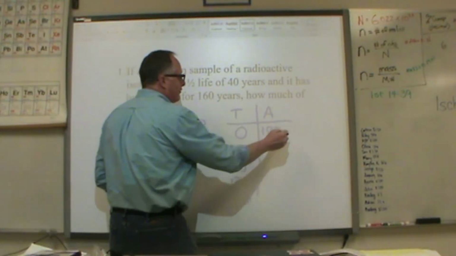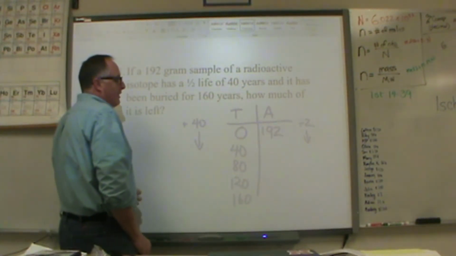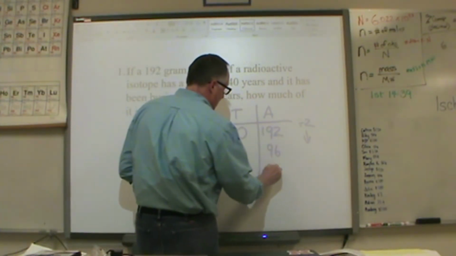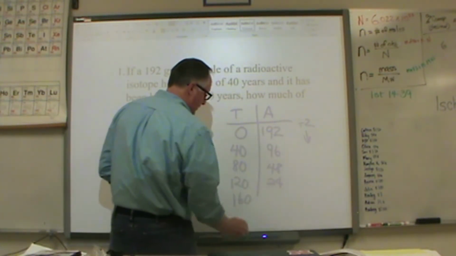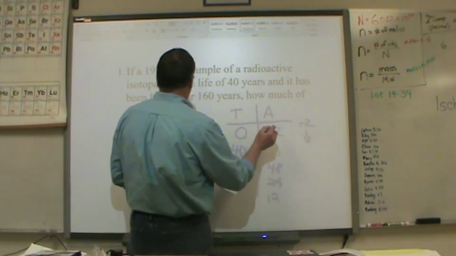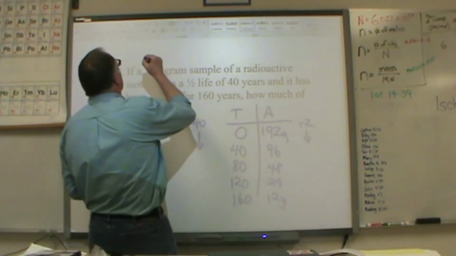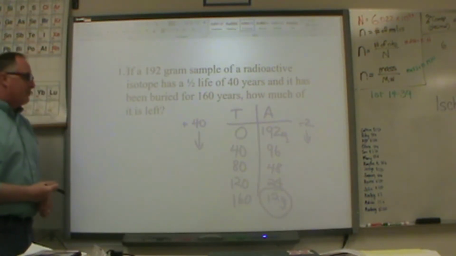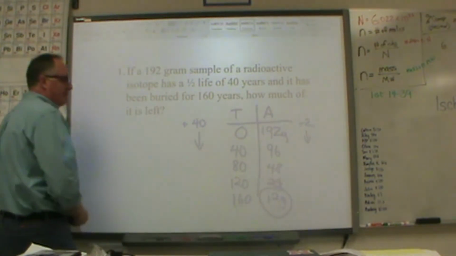Going across, I'm just going to divide by 2 as I go down on this side. So 192 divided by 2 is 96. Divided by 2 is 48. Divided by 2 is 24. Divided by 2 is 12. And this was grams, so my answer's in grams. So my answer would be 12 grams after 160 years. Hopefully that makes sense. If not, you can go back and watch it and see exactly how I got that.